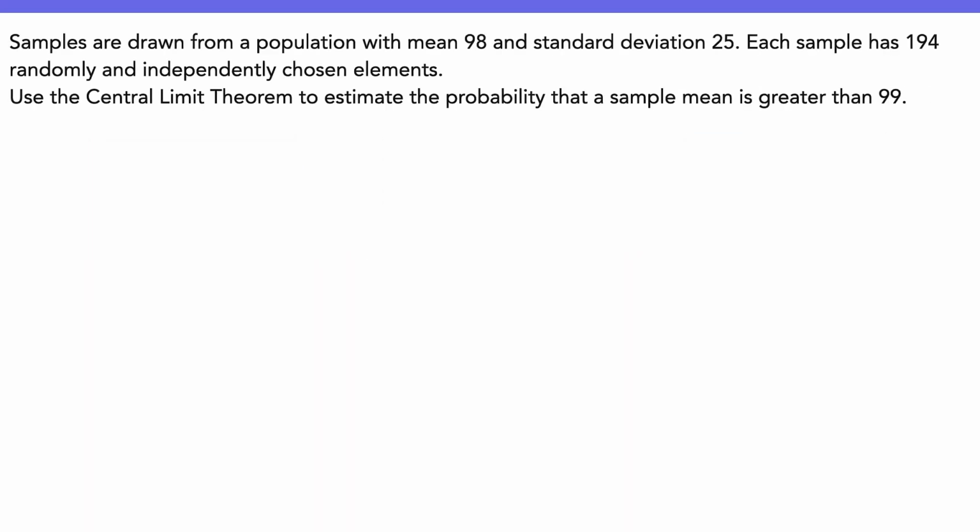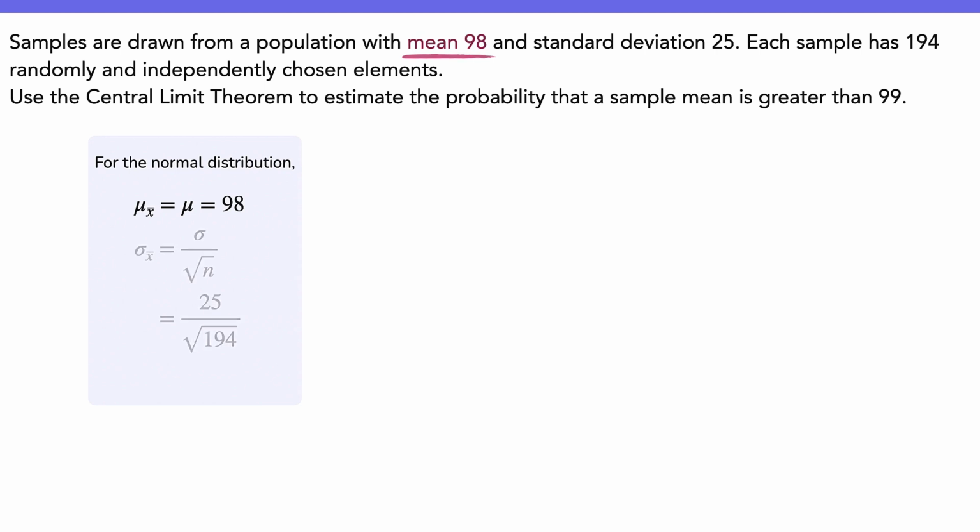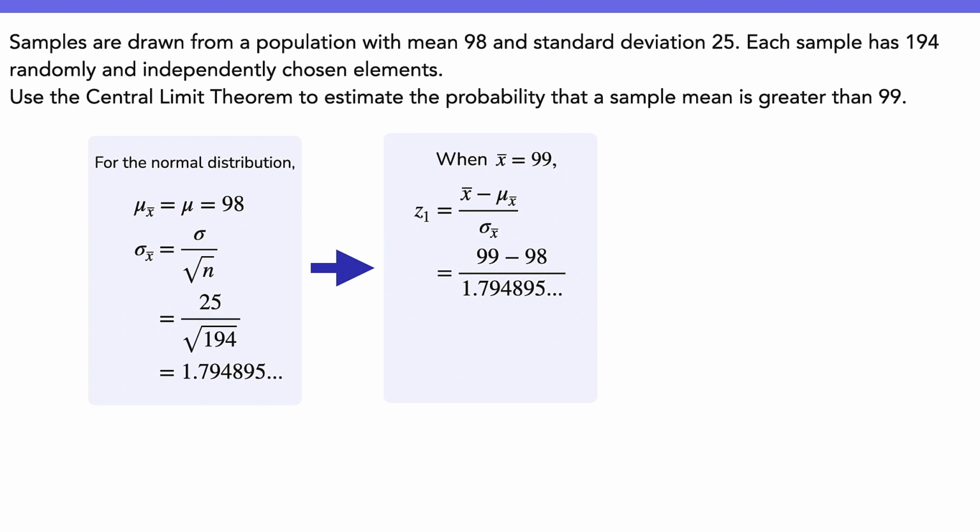Samples are drawn from a population with mean 98 and standard deviation 25. Each sample has 194 randomly and independently chosen elements. Use the Central Limit Theorem to estimate the probability that a sample mean is greater than 99. Since n equals 194, we can use the Central Limit Theorem. The mean of the sampling distribution will be 98. Sigma x bar equals 25 divided by the square root of 194, which is 1.794895. When x equals 99, z1 equals 99 minus 98 divided by 1.794895, which is 0.557135.